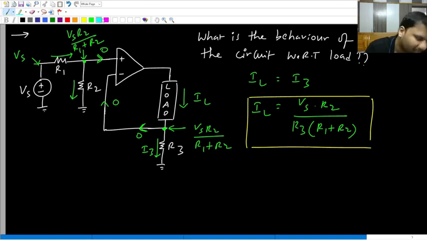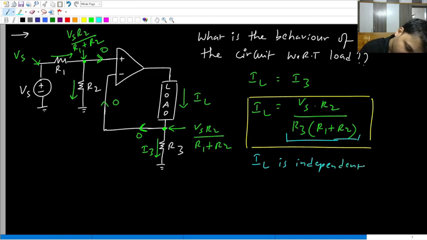Now what is the observation that you should make? Please look at the expression for the load current. Does it contain anything related to the load? It contains Vs, it contains R2, it contains R1, it also contains R3, but it does not contain anything related to the load. That means IL is independent of the load. So whatever be the load, IL will be the same. That means IL is independent of the load.